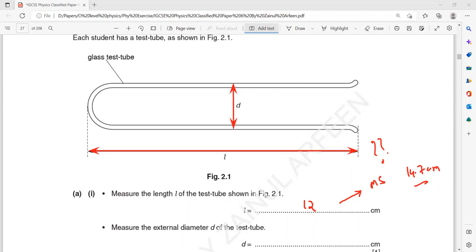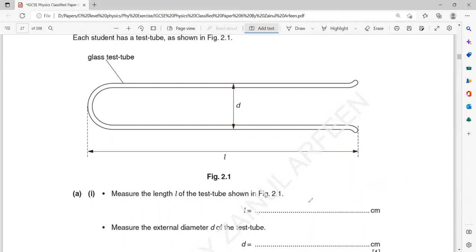So why is it different? Because the paper size is different. It's not about you making any mistake. The paper size is different, that's why you are getting a different answer. So it's not an issue at all. You just measure according to the length and you write the answer. So this one is for you, it's 12, so write 12. But I will write the marking scheme answer, which is 14.7.